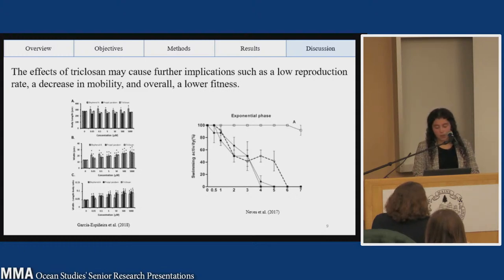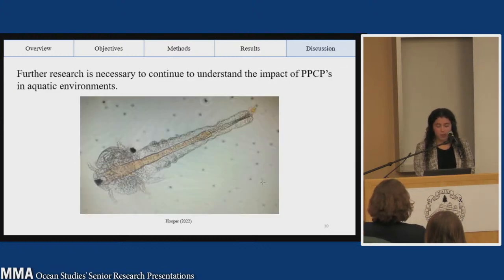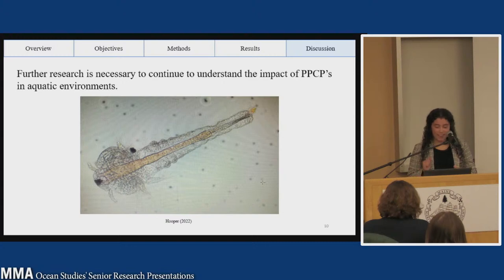The figure on the right shows the activity of Artemia salina with four different concentrations as well, and as you can see, it decreases over time as the concentration increases. So this study is important because it measures the sublethal effects of triclosan on Artemia salina rather than the mortality rate, which other toxicity studies tend to focus on. Therefore, it's important to continue finding out information about the sublethal effects and the negative impacts they have on the environment.